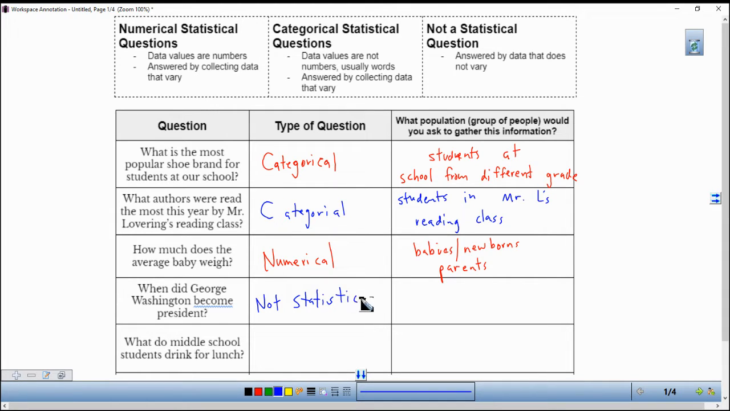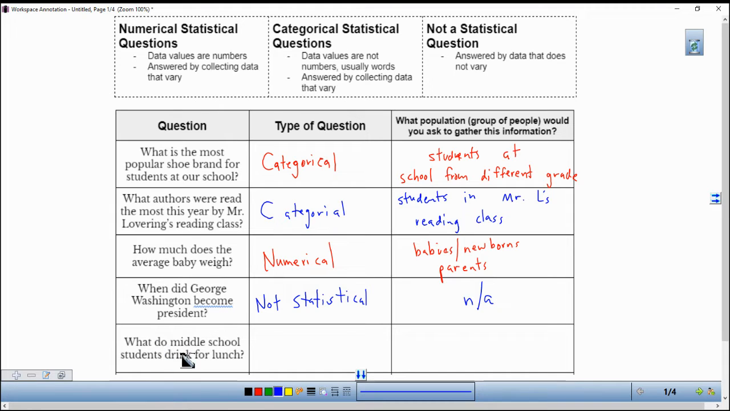And if you went, let's say you went to different people and asked them, they would either give you the right answer or the wrong answer. It's not like there is more than one right answer to that question. So this is not statistical. So what population? You wouldn't gather this information from a group, so not applicable. It wouldn't matter.